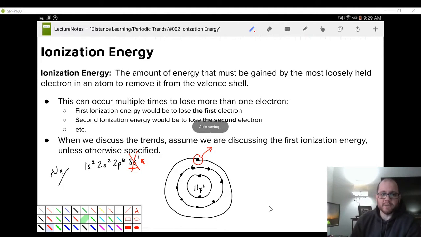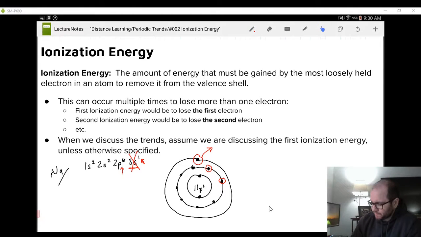Now this can keep happening, right? There are ionization energies for all of the different electrons. So for example, once that one is removed, we can then talk about how much energy would be needed to remove one of the next most loosely held electrons, specifically one of the electrons from this 2p orbital. So we call that the second ionization energy, third, fourth, etc. For all the work that we're going to be doing right now, we're always going to be talking about the first ionization energy and removing the one electron, unless we see otherwise.